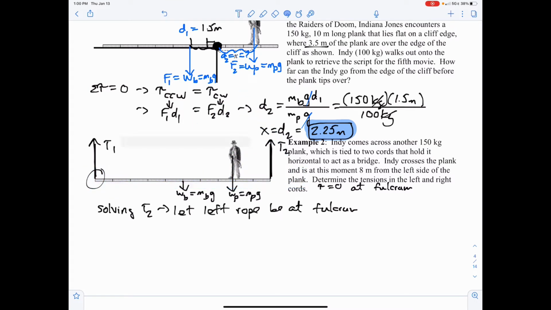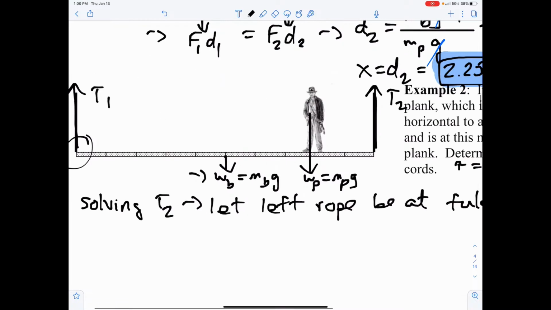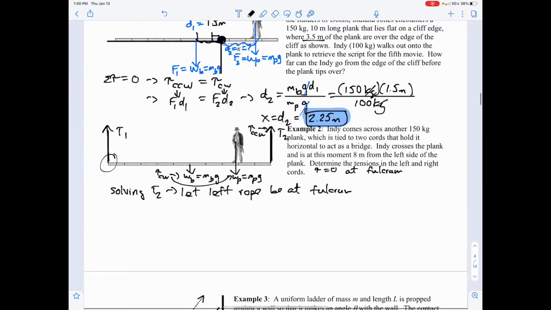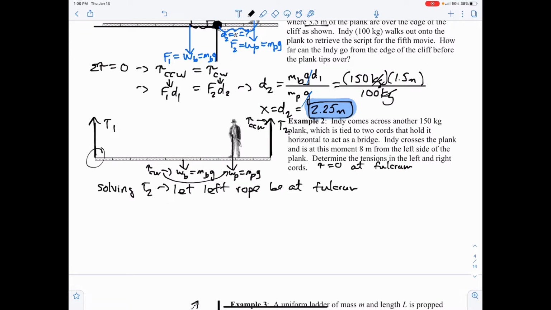So when you're doing this, it's helpful to make some notes of that. This causes a clockwise torque. Weight of Indy also causes a clockwise torque. Tension 2 causes a counterclockwise torque. Okay, so the equation we're using is the counterclockwise torque equals the clockwise torques. There's one counterclockwise torque and there are two clockwise torques.